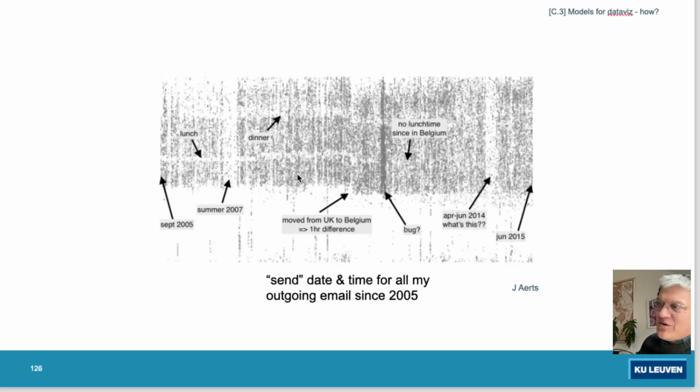At that moment, I lived in the UK, and sort of the moment I moved back to Belgium, there's a 1-hour shift. Also, that signal for lunch is gone, almost gone. So either I didn't have lunch, but I did. So probably that's because I was having lunch behind my desk, guilty, and at the same time, not always lunch at the same time, right?